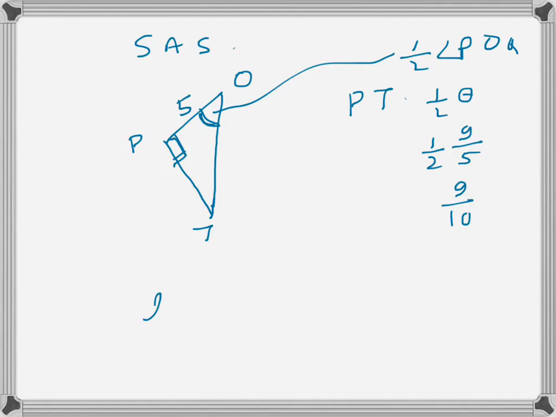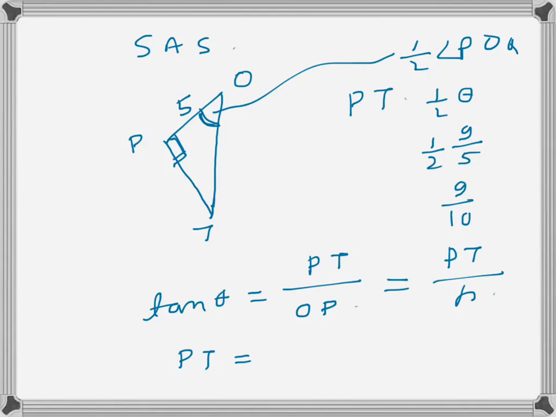So if we write tan theta, that will be opposite over adjacent, which is PT over OP. PT is not known, so let's leave it as PT, and OP is the radius. So PT is r times tan of 9 over 10 in radian.